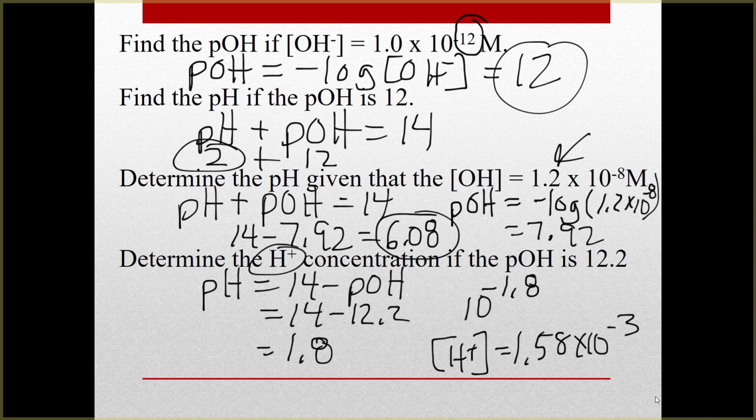There's a couple of ways that you actually could do this. You could find the hydroxide ion concentration first, and then you could use that Kw to help you solve for the H+. Either way, you'll get the same answer.